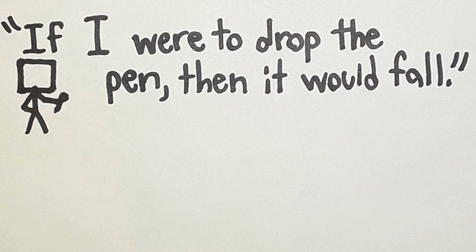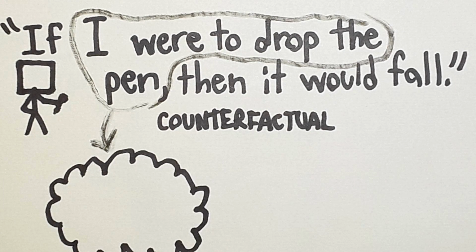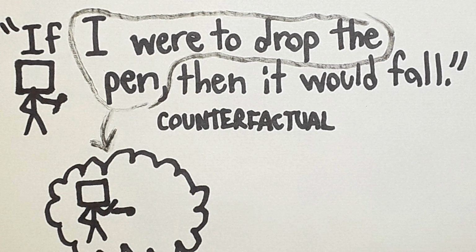I am holding a pen. I'm not going to drop the pen, but I could say that if I were to drop the pen, then it would fall. This is called a counterfactual statement. You can think of this as an if-then statement which describes a hypothetical reality. You see, the scenario described in the first part, the antecedent of the counterfactual, hasn't actually happened. I haven't actually dropped the pen.